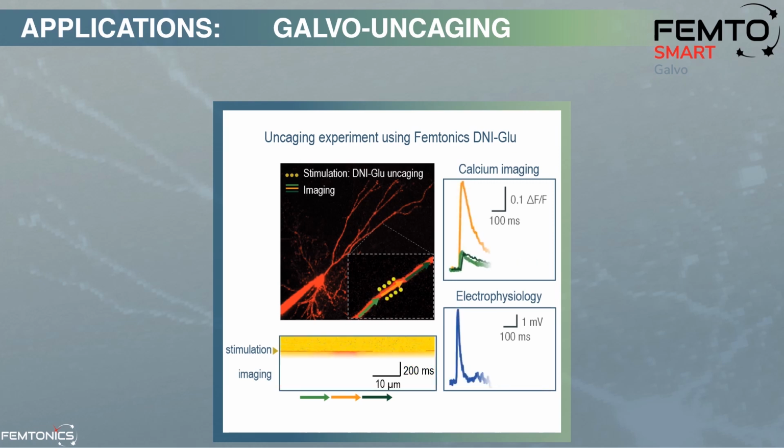Then, also with Galvo scanning, we collected calcium responses using 3 sequential line scans along the dendrite, depicted with green, orange, and blue arrows. To validate data, we also used electrophysiological patch clamp measurements. We can do this uncaging experiment with 1-photon continuous wave lasers or with 2-photon lasers if we are in deeper tissue.